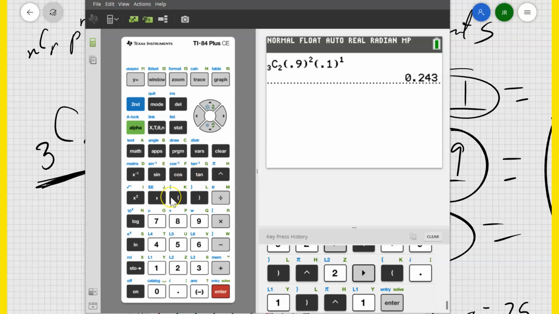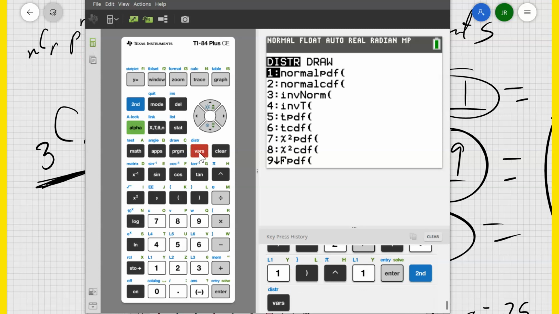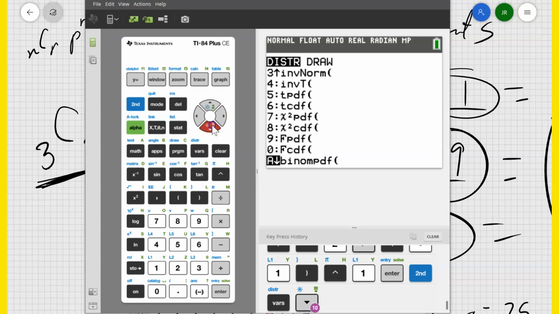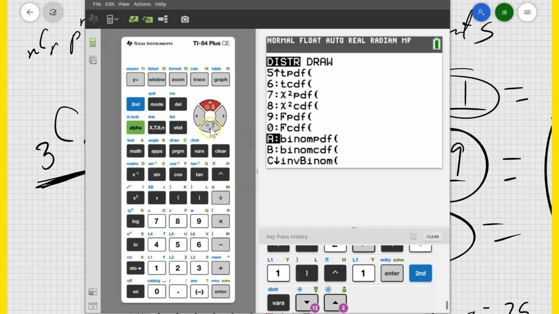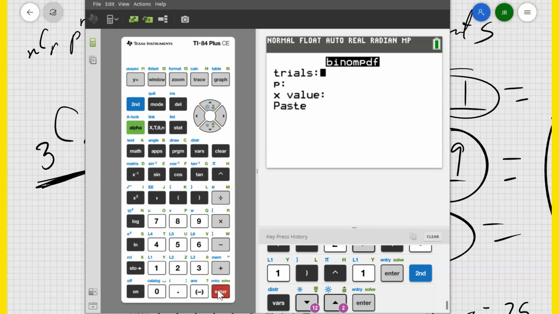Now let me show you probably the best, maybe easiest way to do it. You see this word right here, DISTR in blue above the VARS button? It's short for distributions. So this menu gives me lots of different distributions in my calculator. We're going to talk about the normal distributions later, but go down for a while, and you'll eventually get to binomial. So we have the Binomial Pdf and the Binomial Cdf. I'll tell you more about that in a minute. We're going to choose Binomial Pdf.